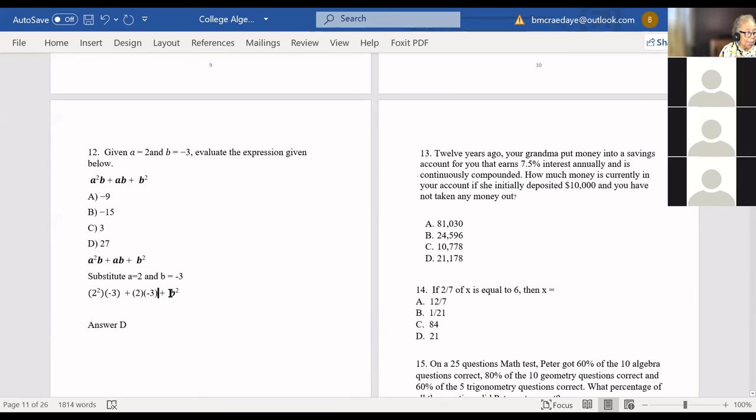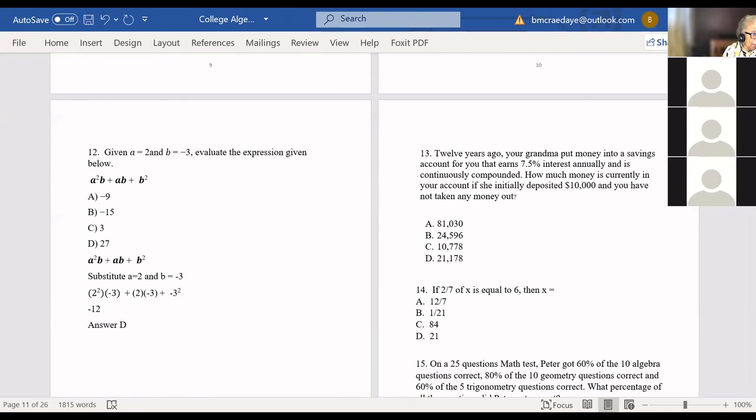And then for the b squared, minus 3 squared. That's right, Latoya. Minus 3 squared. Now, 2 to the second times a minus 3 is 4 times a minus 3, which is a minus 12, right? Yeah, that's what I wasn't getting. I didn't remember that part, Latoya. 2 to the second is 4. And 4 times a minus 3 is a minus 12, right?